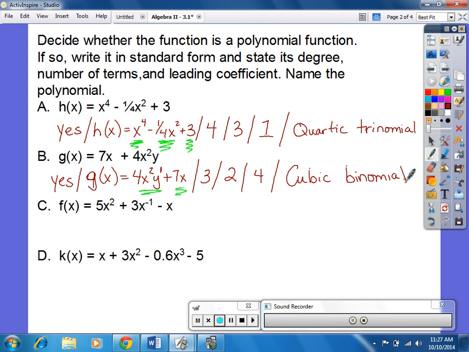Letter C, is it a polynomial? My coefficients are real numbers. However, I have an exponent that is not a whole number because it is negative. So this is not a polynomial, and I am done with that problem.